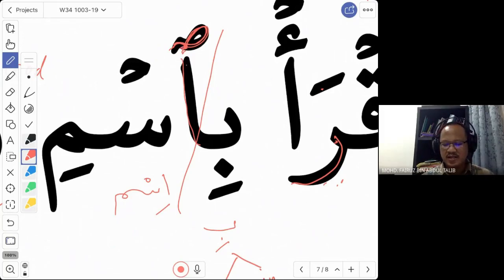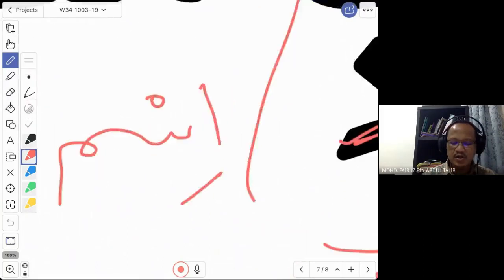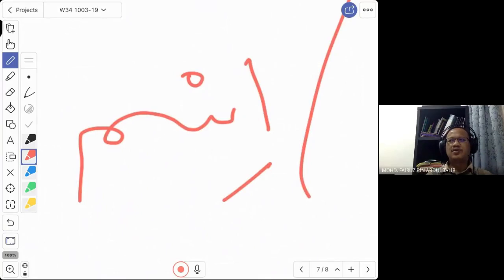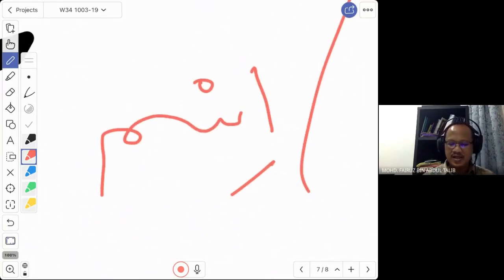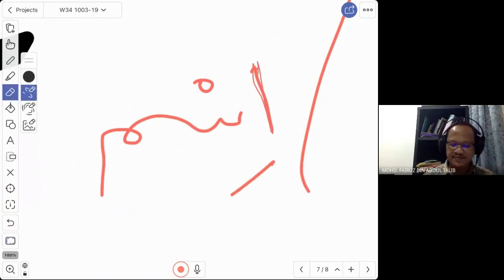That is why here we say bismi. You skip that alif as if the alif doesn't exist. Bismi. Okay, you skip that alif. So this is when you join, when it is in the middle of a word. But if it is the word on its own, or you start the sentence using this word, then you have to read this alif. Okay, and what is the vowel for this alif?